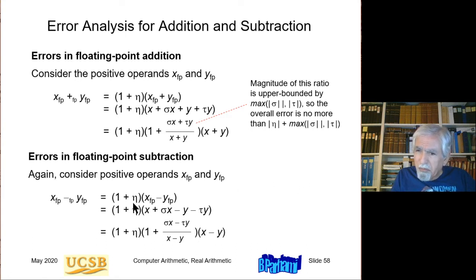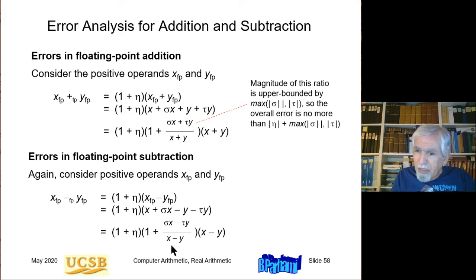So here I have 1 plus eta times XFP minus YFP, and again XFP is x plus sigma x. There's some error in representation. YFP is y plus tau y. And then I manipulate the expression to get this one. Superficially, this looks like what we had up there. So we may think, oh, no big deal.